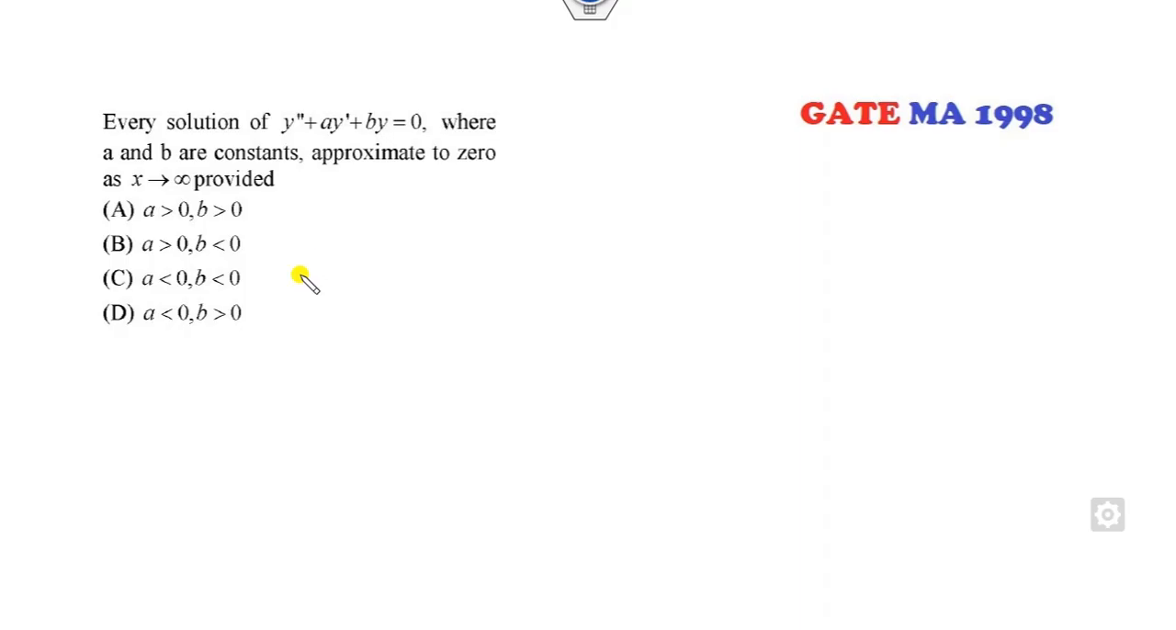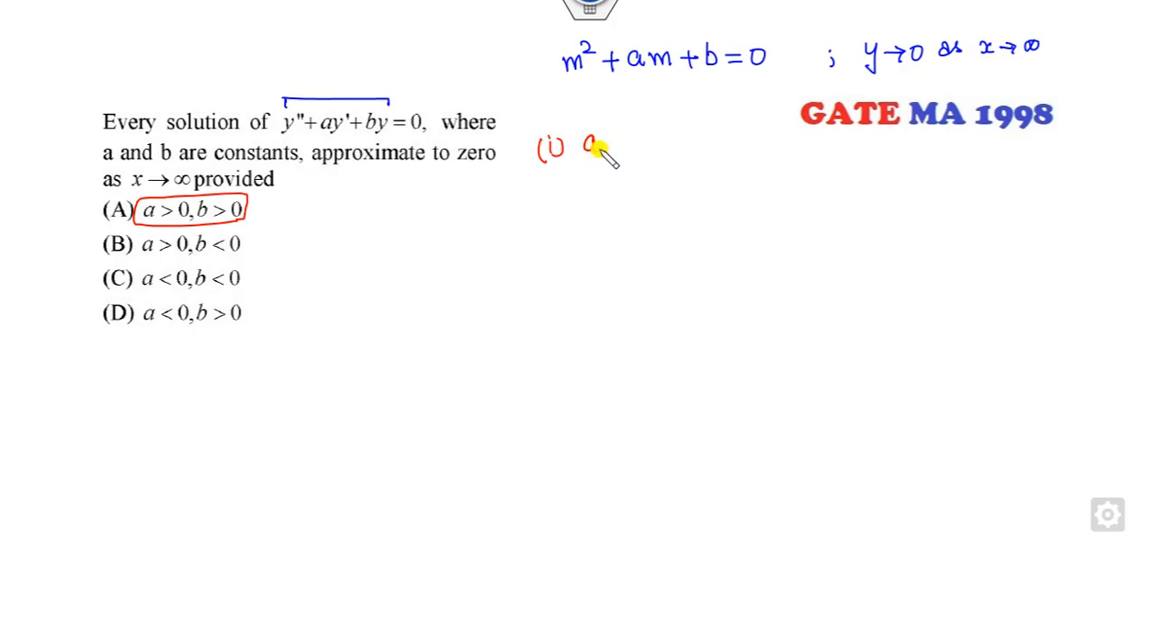Now look at this another case. Again, they are not talking about the solution. What is that? If I write the equation y double dash plus a y dash plus b y equal to 0, your target is to prove y goes to 0 as x goes to infinity. Very simple. Look at the first option: a is greater than 0, b is greater than 0. Choose any a and any b.